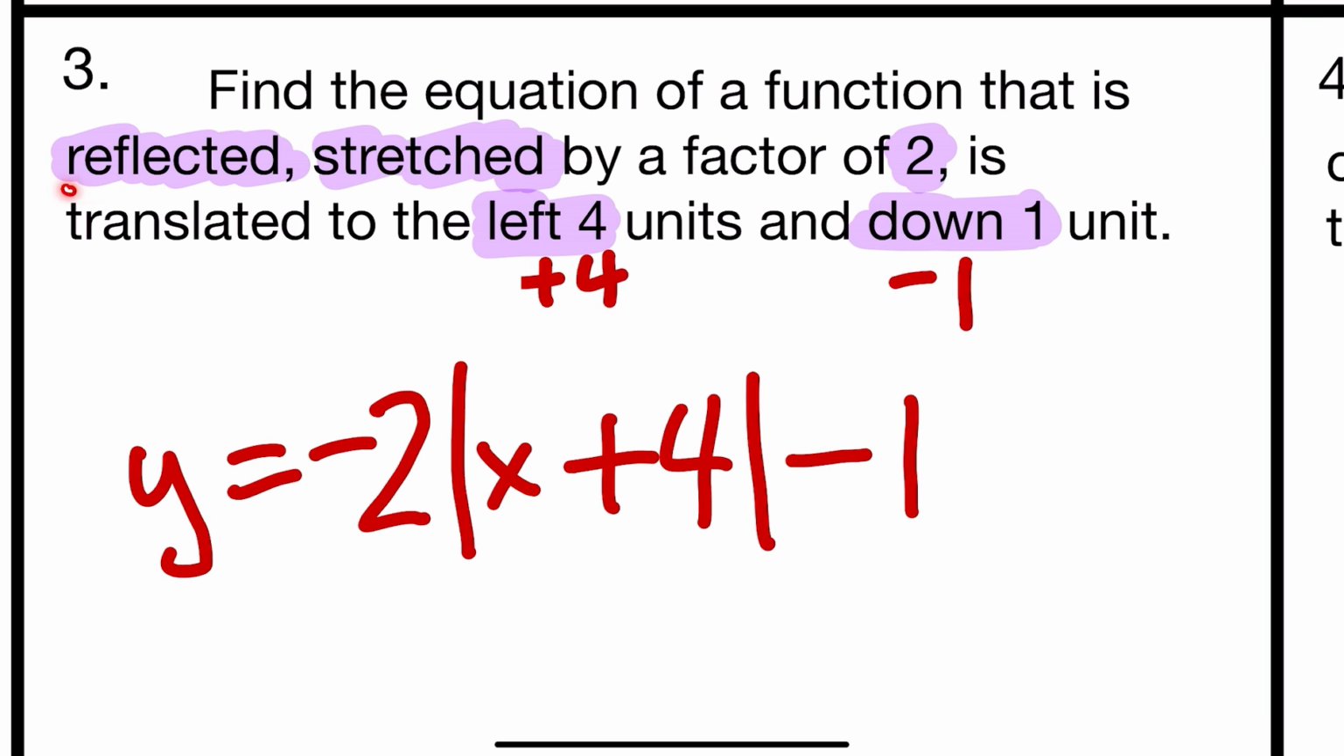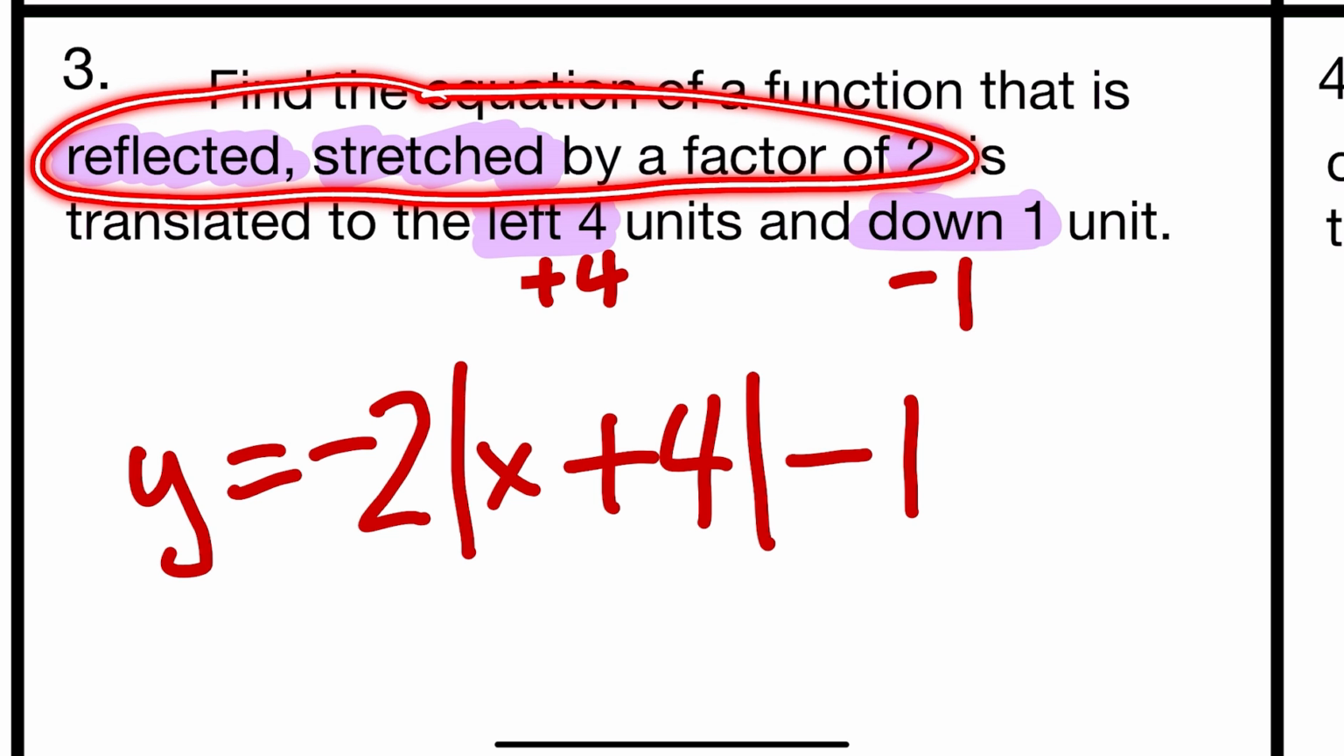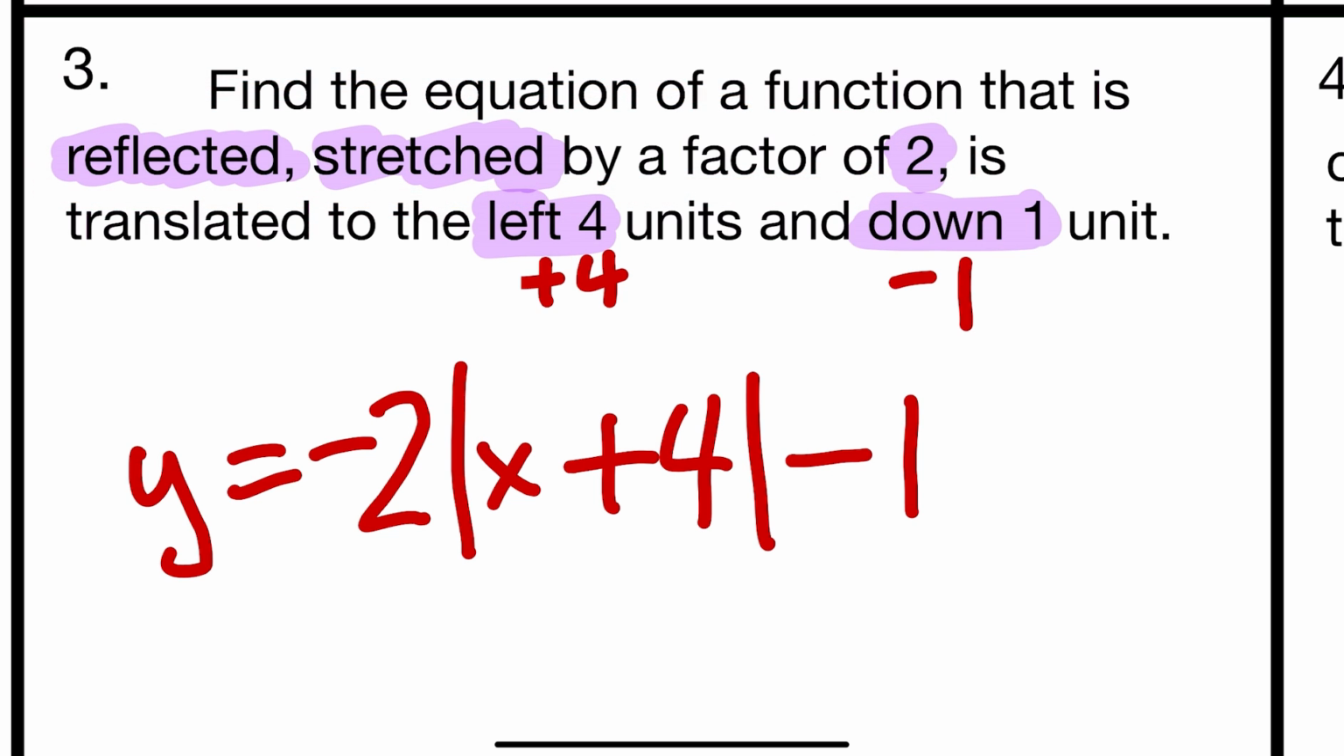So these are basically just giving you directions on where to go. You just have to know which letters move which way. You need to know that your A can be reflected, stretched, or compressed. You need to know that H moves to the left or right. And you need to know that K moves up or down. And you need to know that your A goes first, your H goes in the middle, and your K goes last.